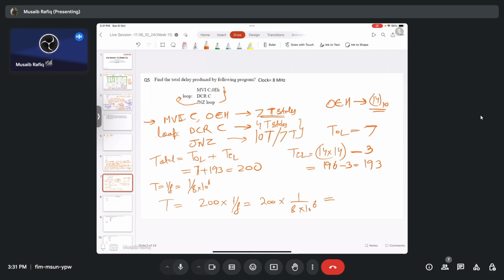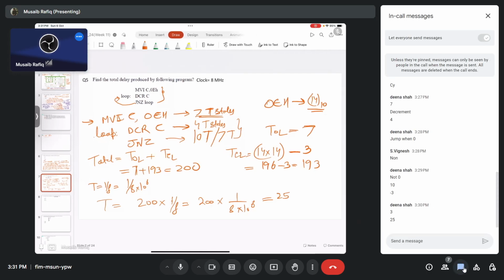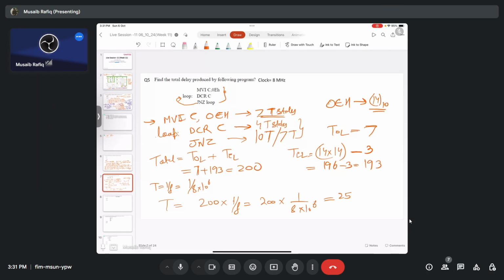How much is it? Can anyone do the maths for me? Yes, 25. And the units? The units are microsecond. Thank you so much. So 25 microsecond.